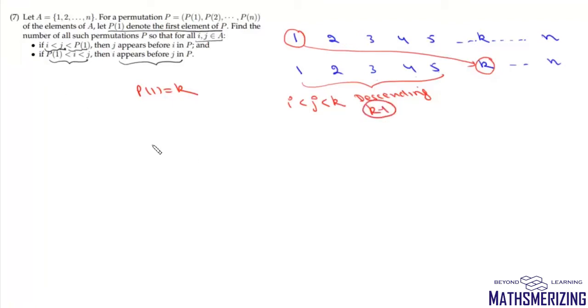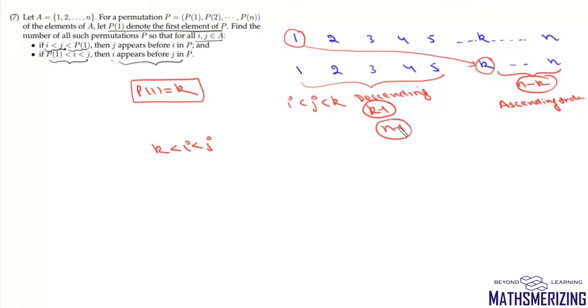Now when k is less than i is less than j, that is, for all the numbers which are greater than k, which actually are n minus k numbers, i appears before j in P. So that means these numbers have to be arranged in ascending order. So now the problem is, if P1 is equal to k, then in how many ways can we arrange these n minus 1 numbers so that these k minus 1 numbers are in descending order, and these n minus k numbers are in ascending order.